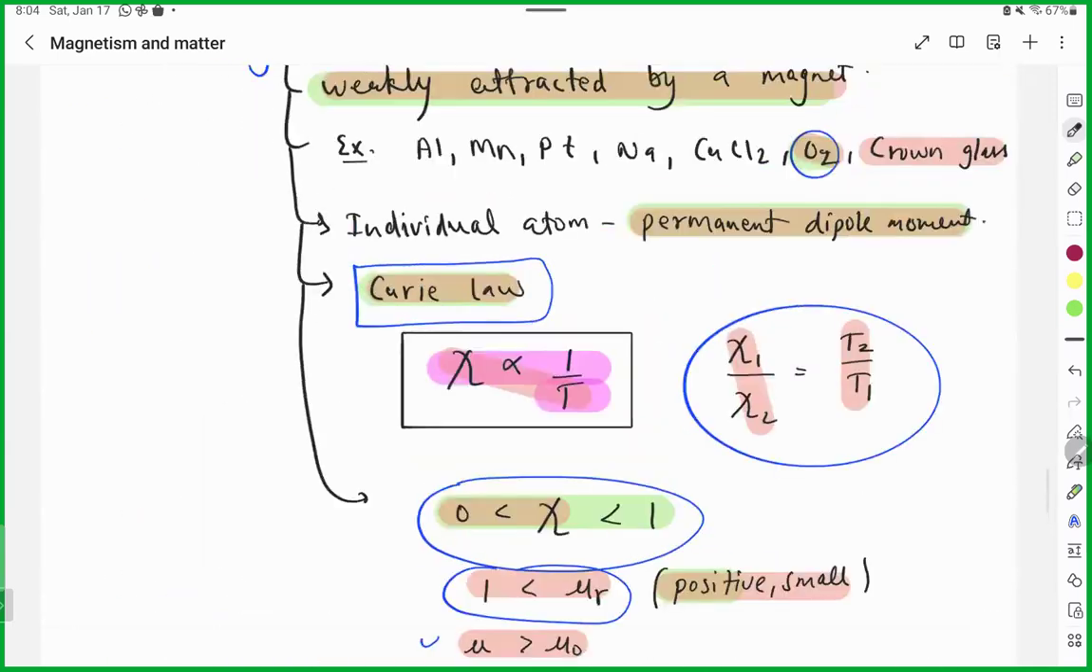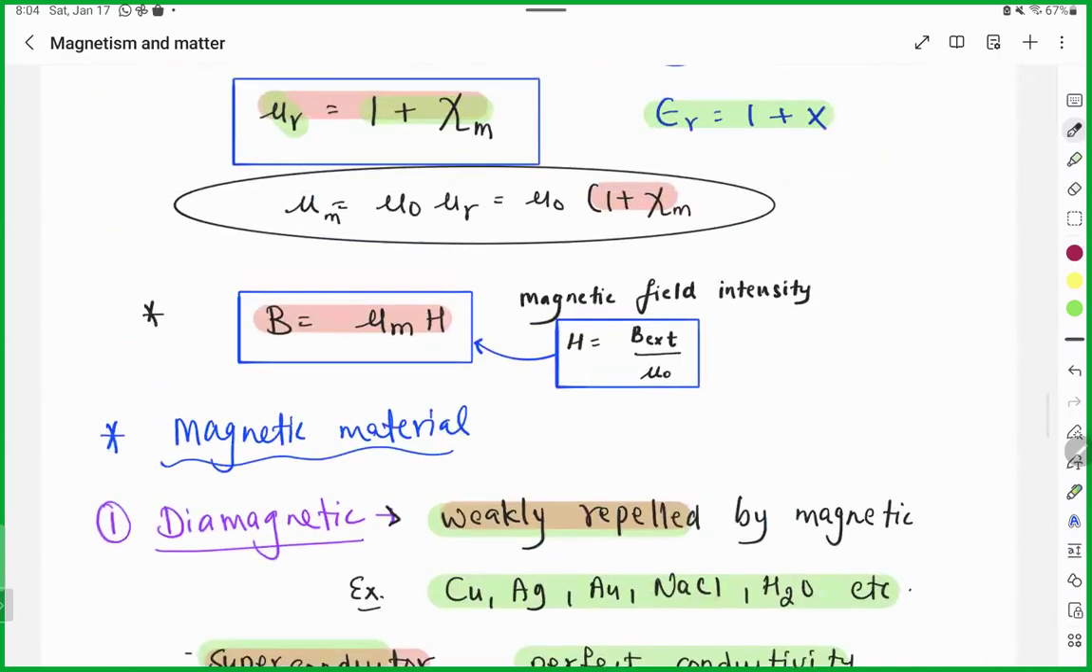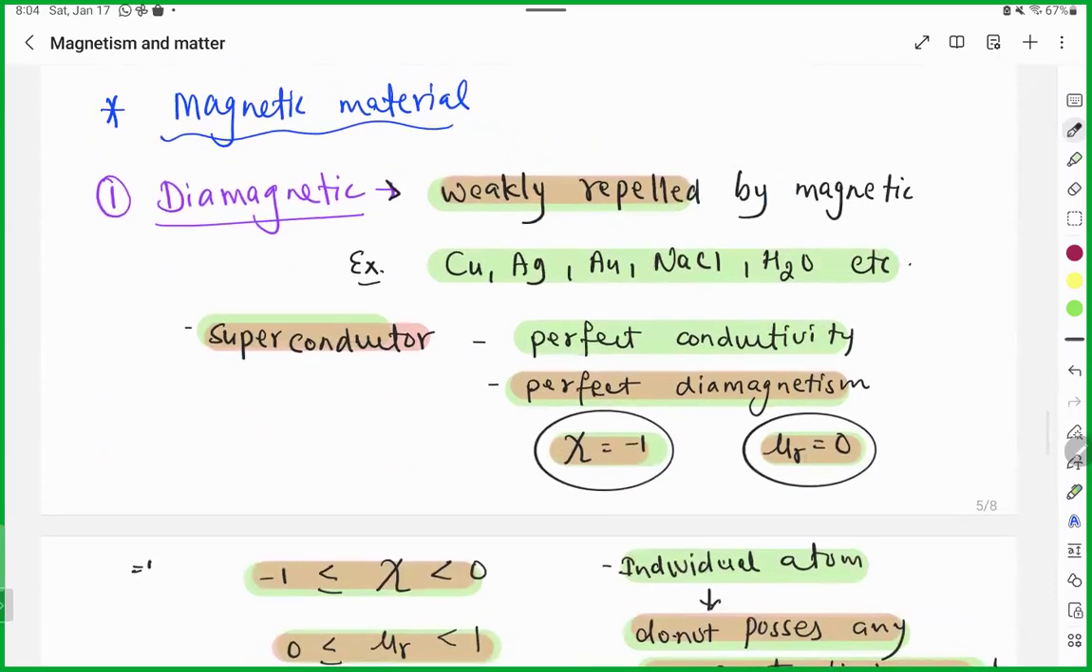I'll show you, because we are left with the last part, the paramagnetic and diamagnetic thing. Diamagnetic material: diamagnetic means weakly repelled by the magnet. Weakly repelled by the magnet.